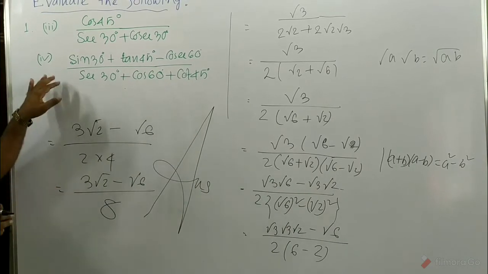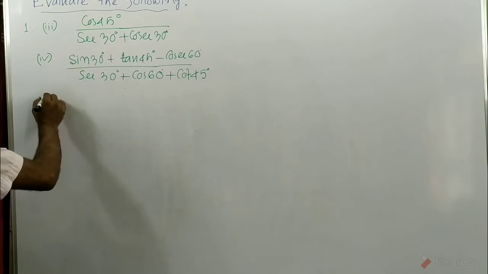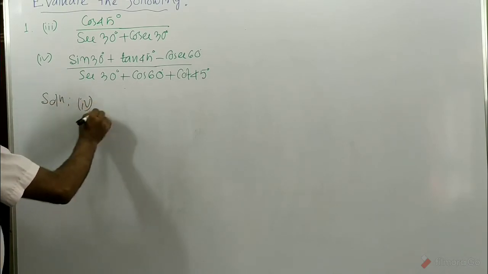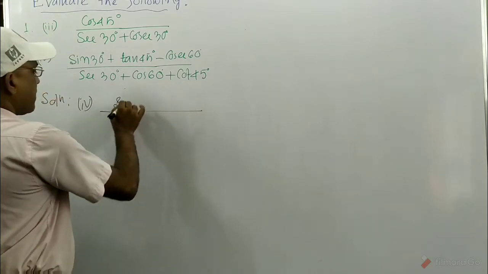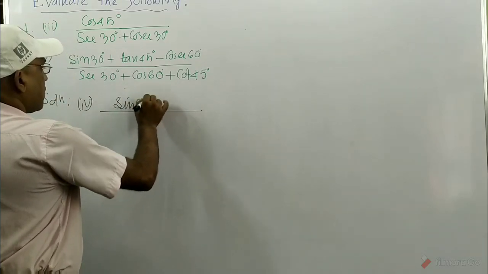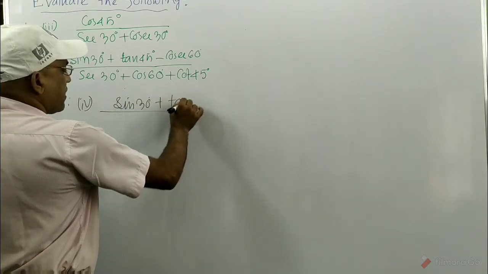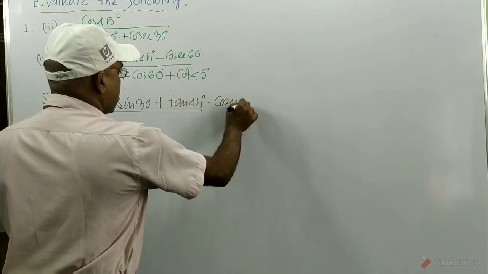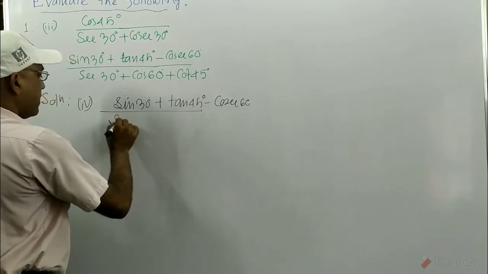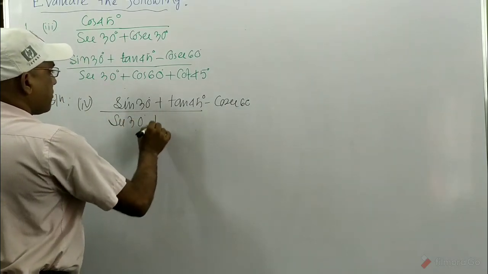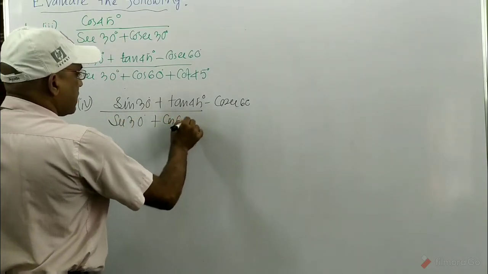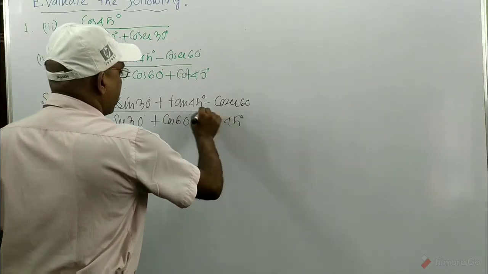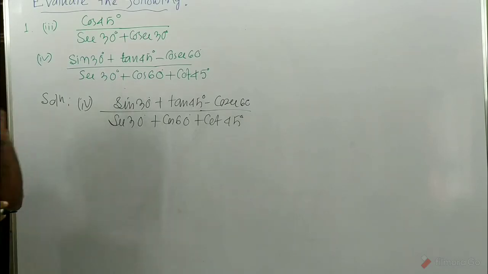Next we consider this problem. So now we consider problem number 4. This is sin 30 degree plus tan 45 degree minus cosec 60 degree, divided by sec 30 degree plus cos 60 degree plus cot 45 degree. This problem is given. Now we want to solve this problem.